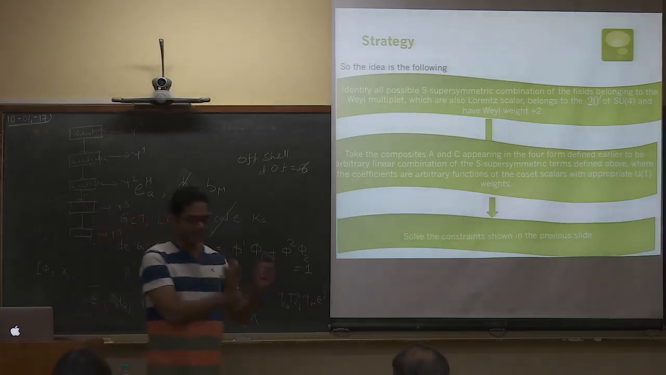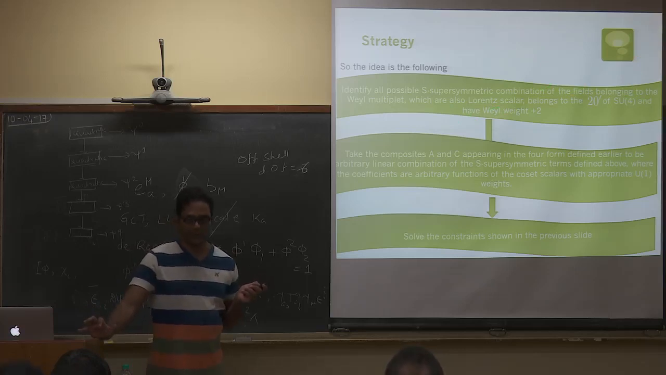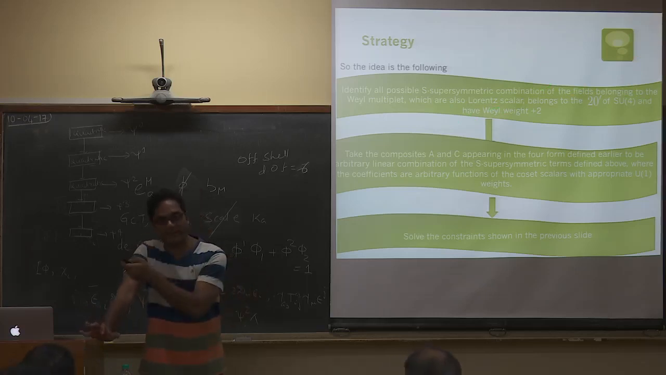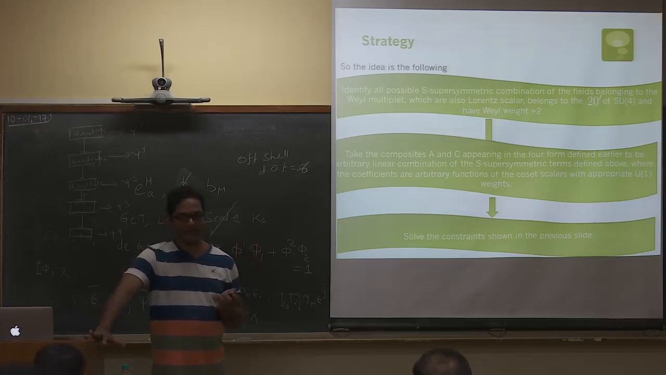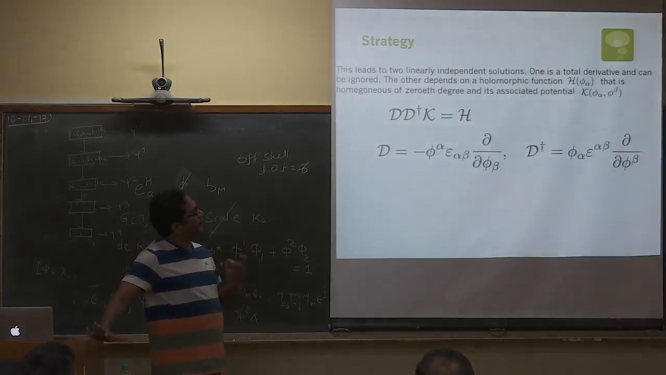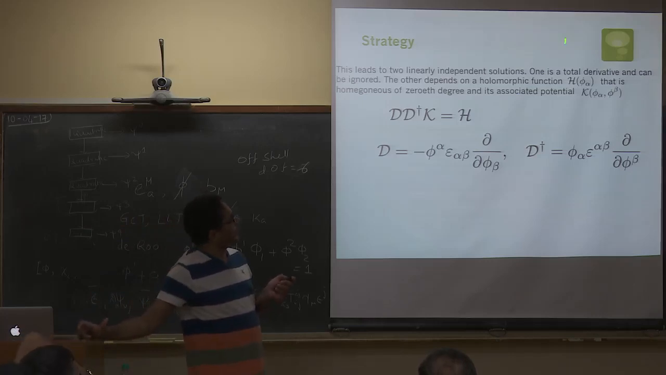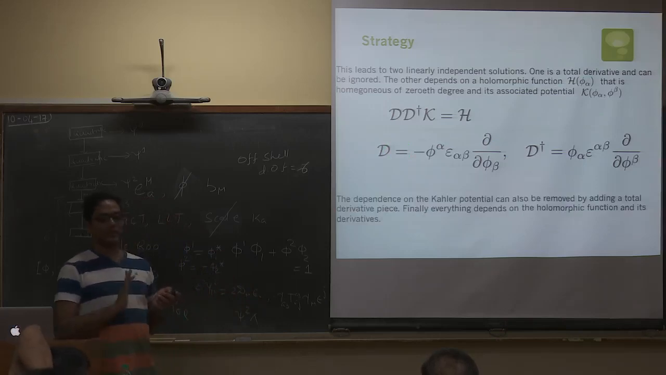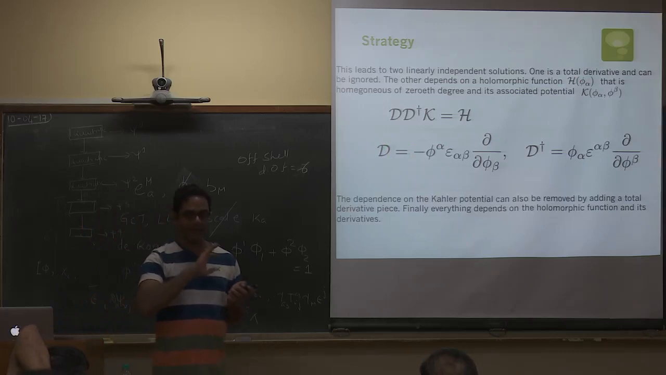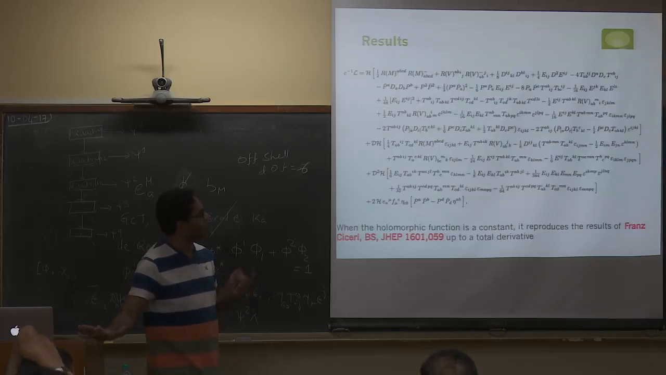So you have made a few terms which satisfy this first property: they are Lorentz scalars, belong to the 20 prime of SU(4), and have Weyl weight 2. You take an arbitrary linear combination of these terms, multiply them by arbitrary functions of the quotient scalars, and then solve those constraints. The result is that there will be one total derivative which you can ignore, and everything else will be given in terms of one holomorphic function that is homogeneous of degree 0 and the associated Kähler potential, which satisfies this. The dependence on the Kähler potential can also be removed by dropping a total derivative part. In the end, everything will depend only on this holomorphic function. And that is how we get our final action.